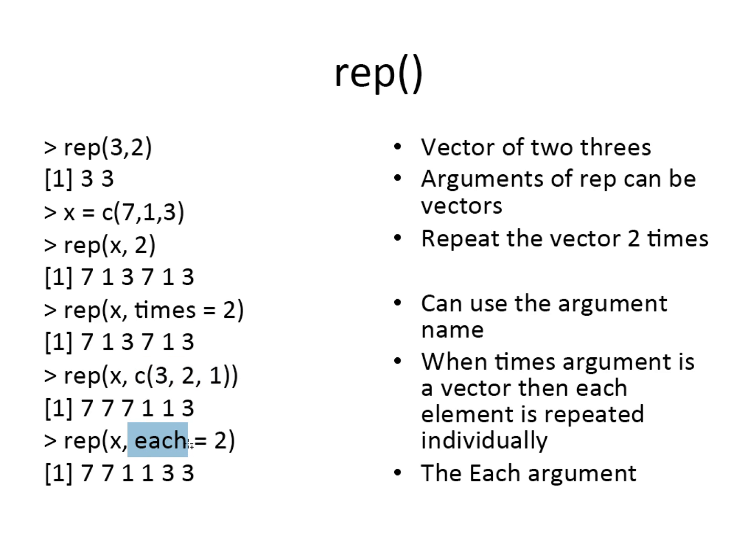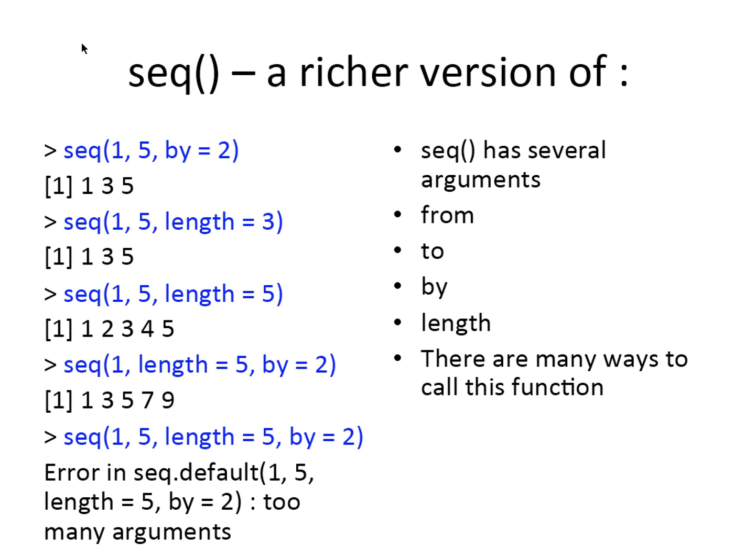Each is really useful too. So we've got times and we've got each as arguments to rep. So put x in there. If x is a vector, repeat each element of the vector twice: 7, 7, 1, 1, 3, 3. Okay, rep, very useful. Seek is also very useful, standing for sequence.